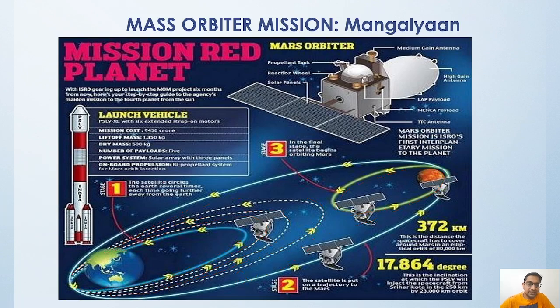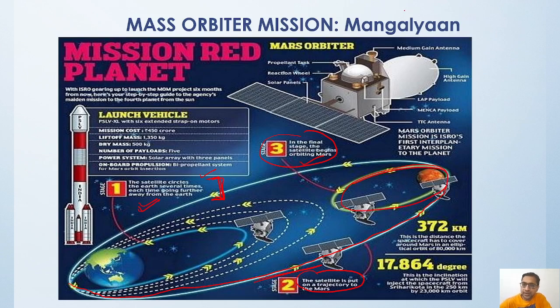In the first stage, the satellite circles the Earth several times, each time going further away from the Earth. Then in the second stage, the satellite is put onto a trajectory to Mars. This is where we did a final firing and released the satellite to go towards the final trajectory to Mars. And in the third stage, the satellite begins to orbit Mars, like this.